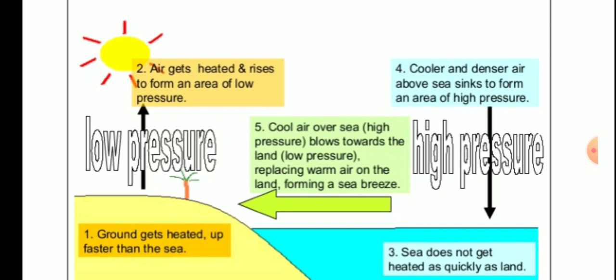Wherever the air is present in more amount, there will obviously be more pressure, high pressure, and where there is less air, there will be low pressure. So two areas are formed, the high pressure area and the low pressure area. The cool air over the sea blows towards the land that is at low pressure, replacing the warm air, and this phenomenon is known as sea breeze. Clear students? This phenomenon is known as sea breeze.